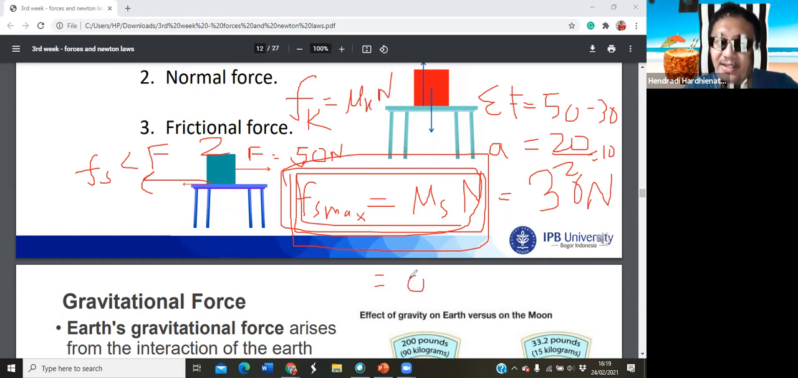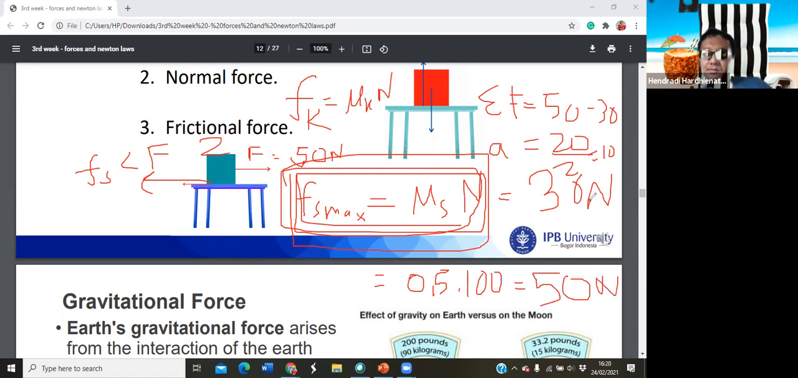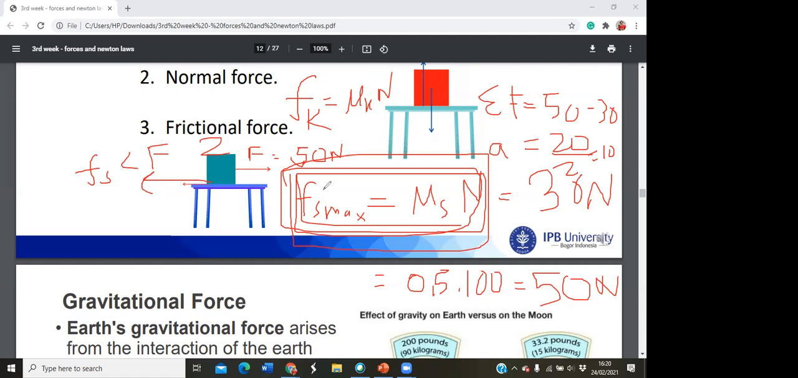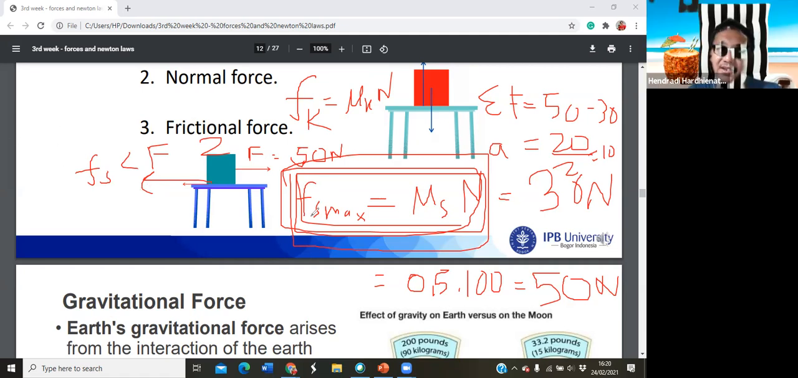For example, if mu s is 0.5 and n is 100, then the body will move only if the force is more than 50 Newton. Is that correct? Yes. You can turn off the microphone. Thank you. So our conclusion is that the maximum friction force is used to find the minimum force required to move the body.